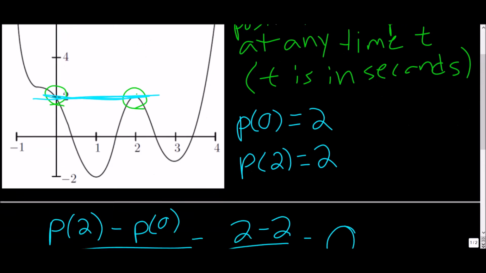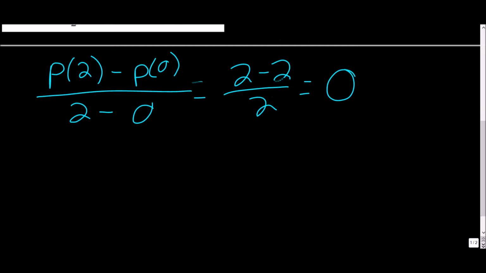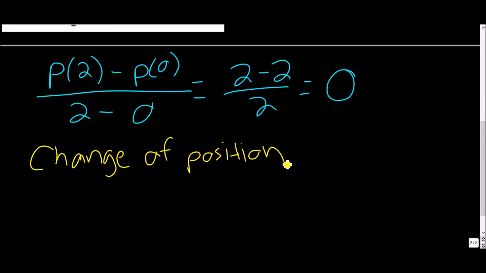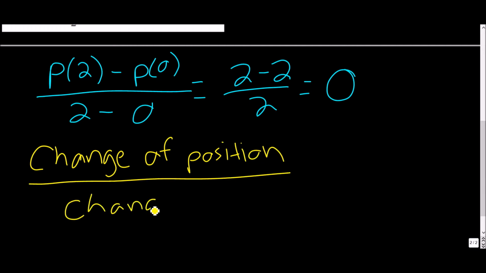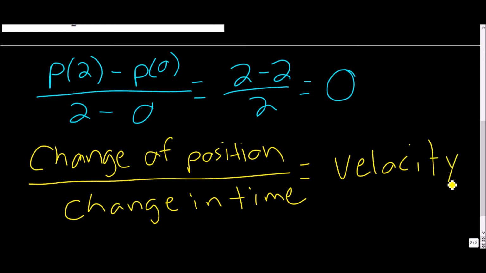One thing that is important to point out is that the change of position over a change in time is equal to what's called velocity. And so now if we're looking at average change of position, we want to throw in the average. That's average velocity.